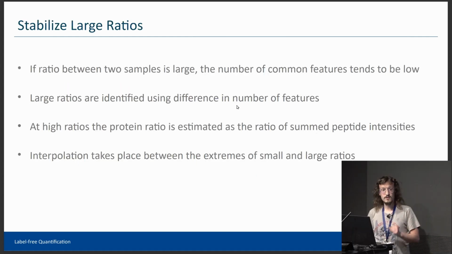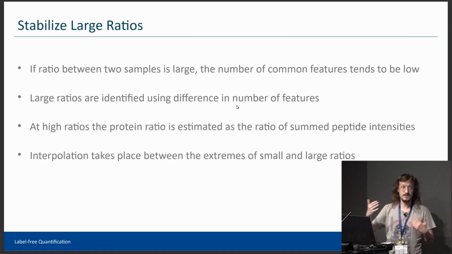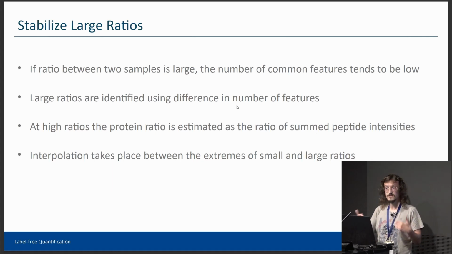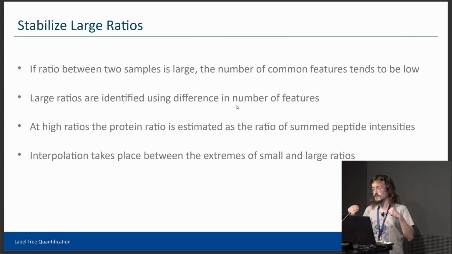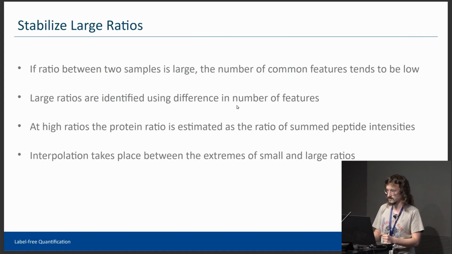And usually the program by itself recognizes the large ratios when the number of features in common between 2 samples is very low. So when you have a lot of features in one and very few in the other, and they are not in common, the program uses the total number of features between the 2 samples. When it sees that the number of features is very different from one sample to the other, it considers that a large ratio and applies this.